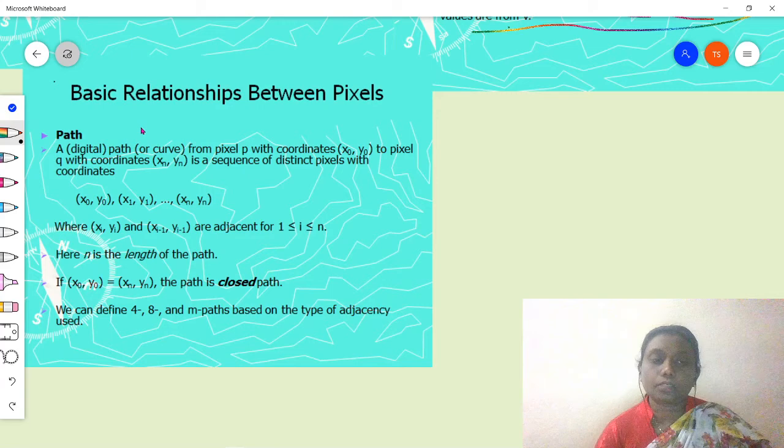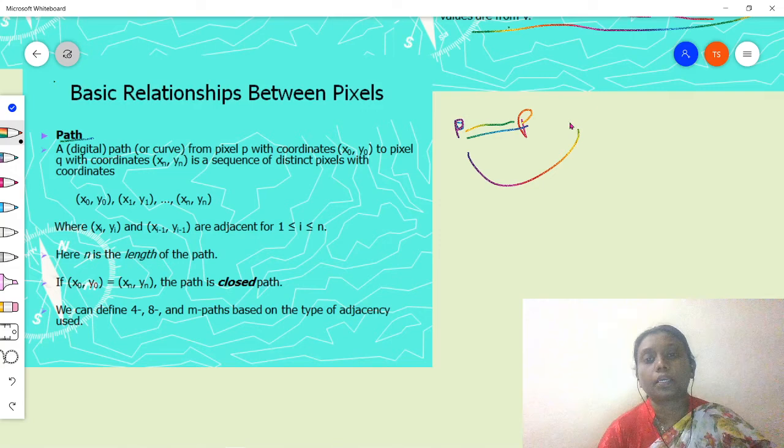The next relationship between pixels is the path. After the pixel neighbors and the pixel adjacency, now the path. Suppose we have a pixel value here and another pixel value here, and we want to find out the path between these two; we will represent it in this way. Suppose a digital path, we know it is a digital path or a curve. The path may not be a straight line, it may be a curve like this.